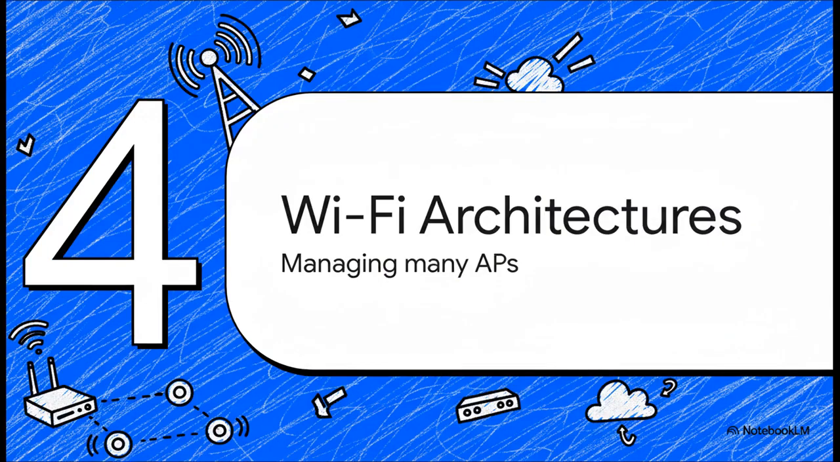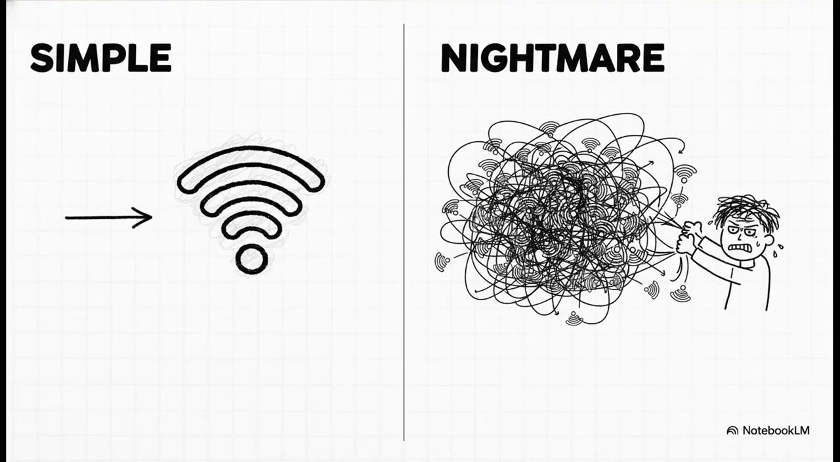Okay, so one AP at home, super easy, no problem. But what happens when you're at a university or a huge hospital or a massive corporate campus? You might have hundreds, maybe even thousands of these access points. How on earth do you manage all of them without going completely insane?